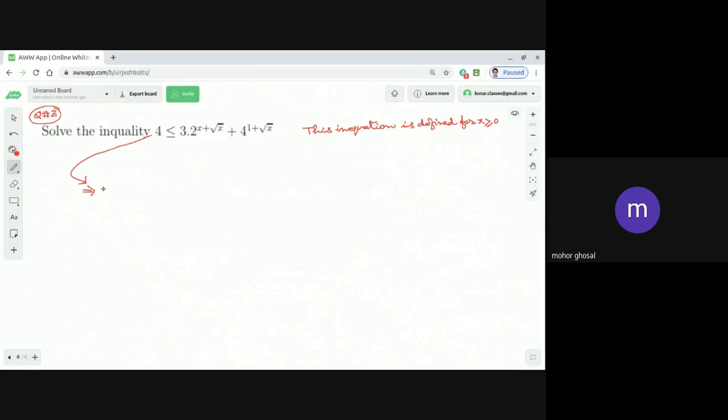Yes. Oh, okay. There is a small mistake I have made in this question. It should be 4 to the power x. Okay, the question is 4 to the power x is less than or equal to 3 into 2 to the power x plus square root of x. Okay, dear students.